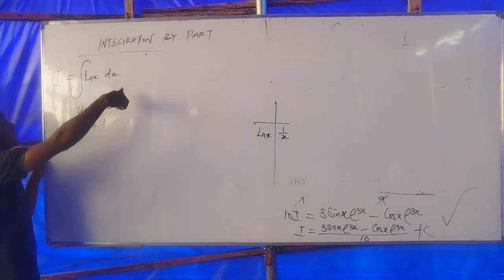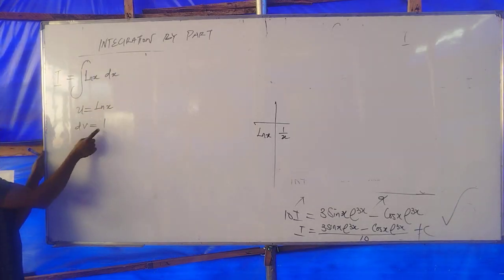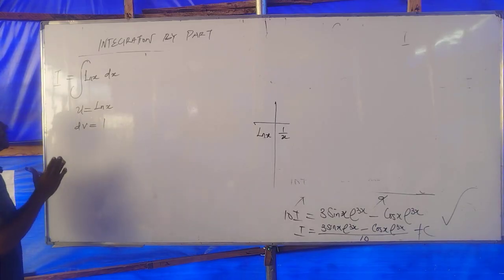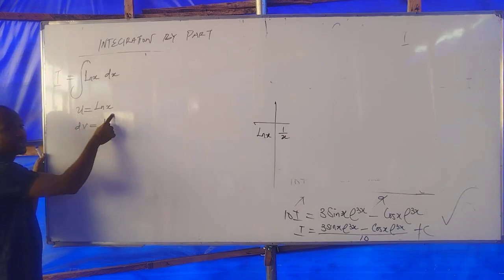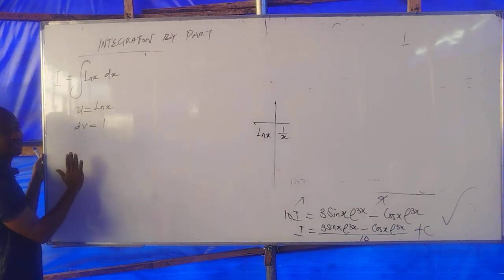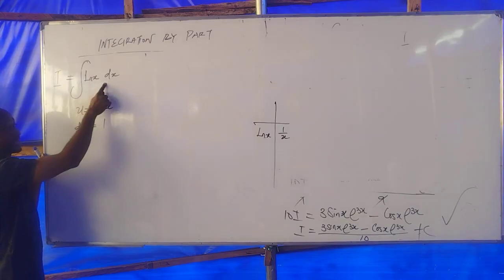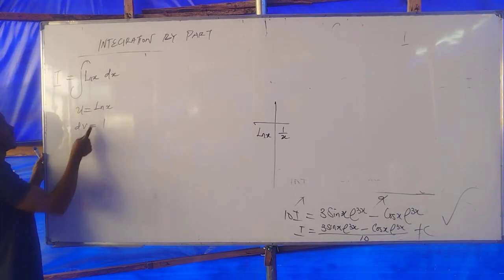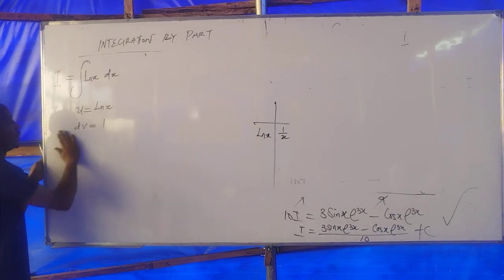Although we don't have a priority order for a number, once we are able to identify our u, anything else becomes your dv. So if your u is ln x, the other thing here is 1, which is dv.